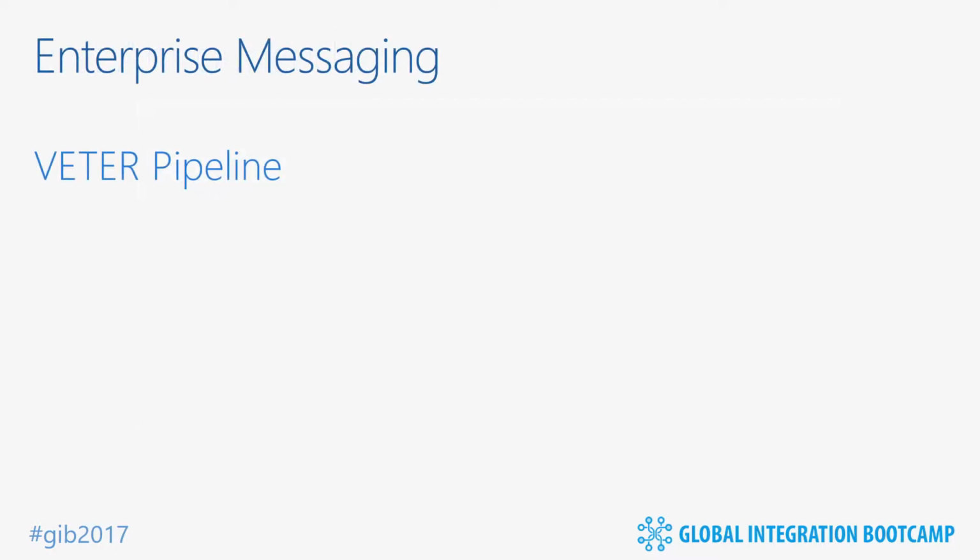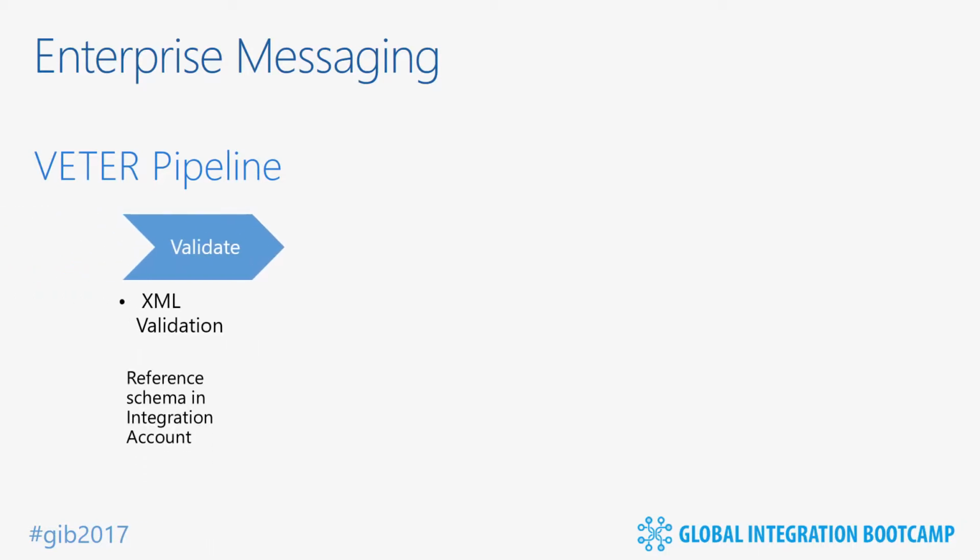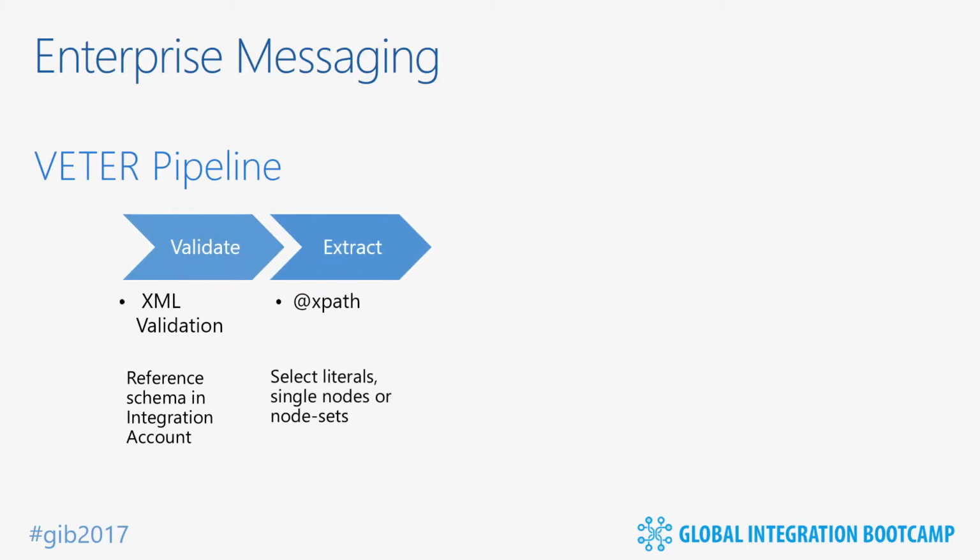So from an enterprise messaging perspective, one of the things that we see all the time is a VETR pipeline. It stands for validation, extract, transform, enrich, and route. So validate would be an example: an XML message comes in and you want to compare it to a schema and make sure that the message looks the way you want. That's definitely supported in Logic Apps. Another is extract. So you can take a message and decide that you only want part of that message. It might be a single node value that you're trying to get out, or it might be that you've got a wrapper and you want to remove that and just get to something specific in that message to process.